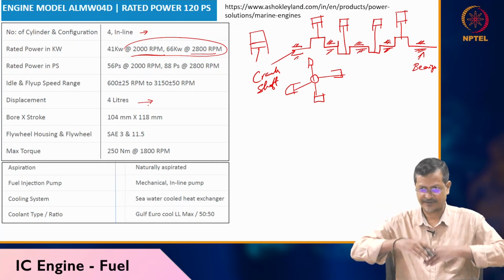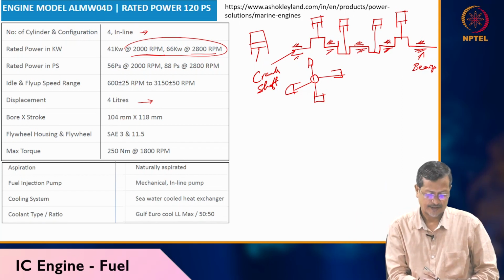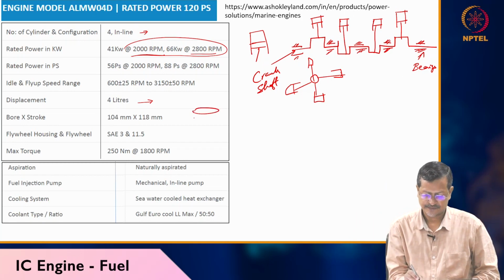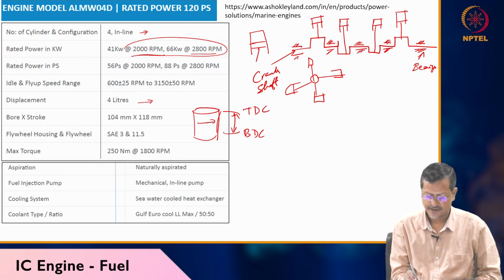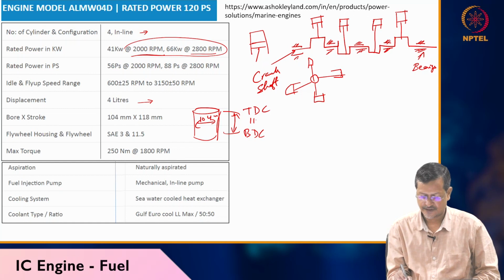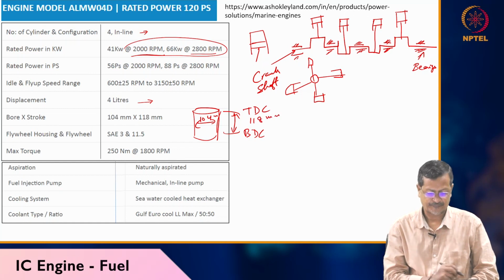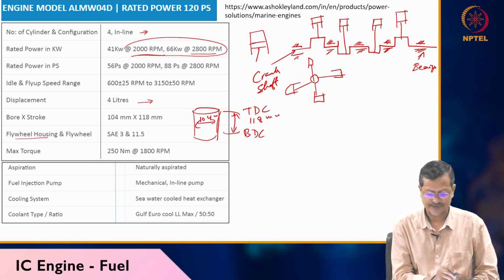Okay, 4 liter it will take. So big engine. And bore into stroke. Stroke means the cylinder stroke length, BDC to TDC, you can remember. And bore means diameter: 104 millimeter and 118 millimeter. Okay, flywheel is also there, you can see this.